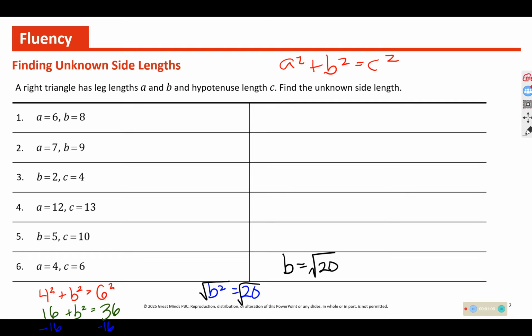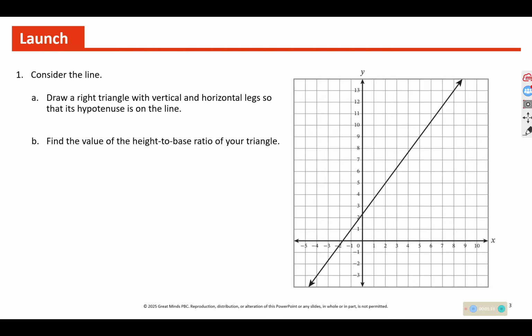Complete the remaining problems to finish up your warm-up. In your workbook, problem 1 says, consider the line. Draw a right triangle with vertical and horizontal legs so that its hypotenuse is on the line. So we have vertical and horizontal legs. And you have a point here in the corner of the box, and then a point here.